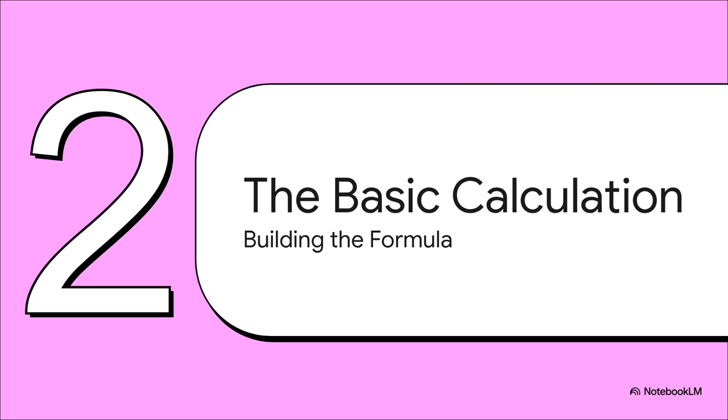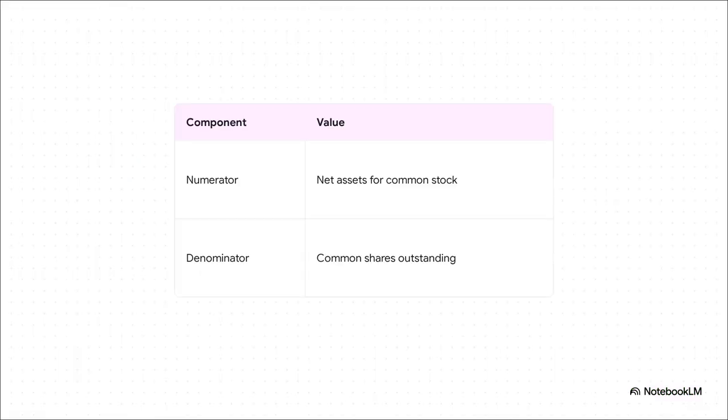Let's move on to Section 2, the basic calculation. We're going to turn that concept into a formula. The math here is honestly incredibly straightforward. It's just a simple fraction. Up top, in the numerator, you have the net assets available to common shareholders.